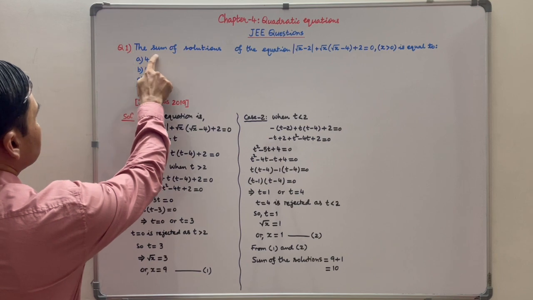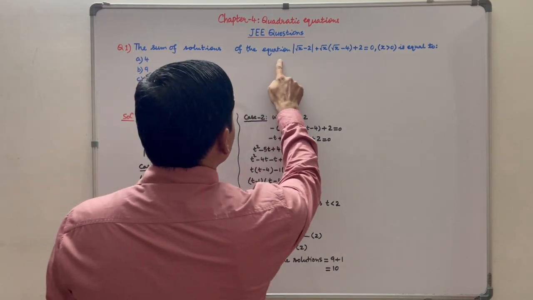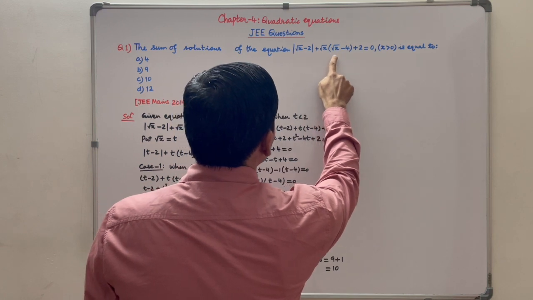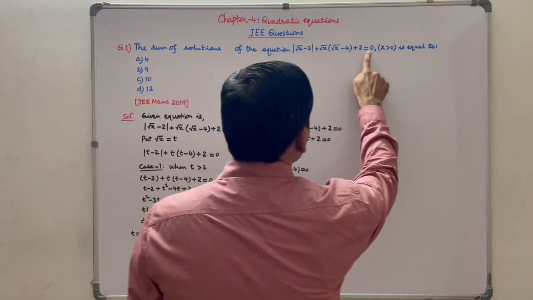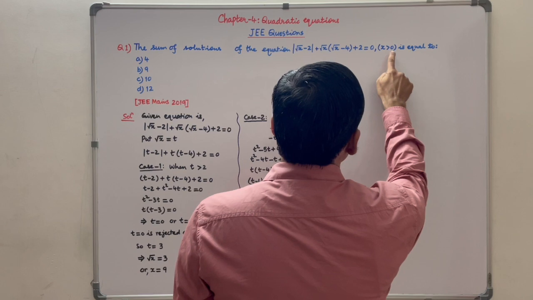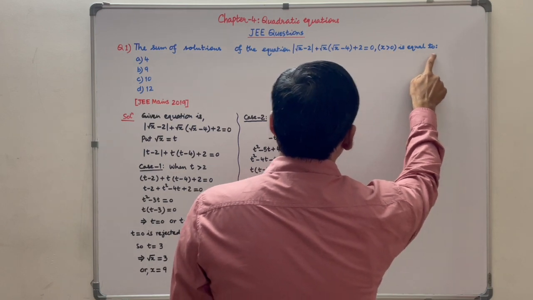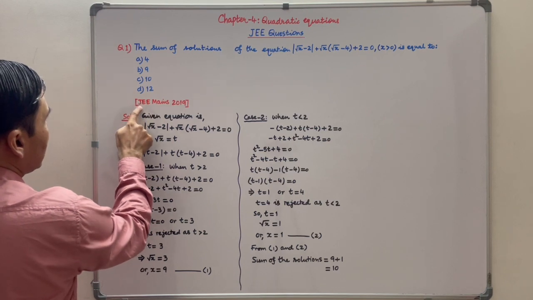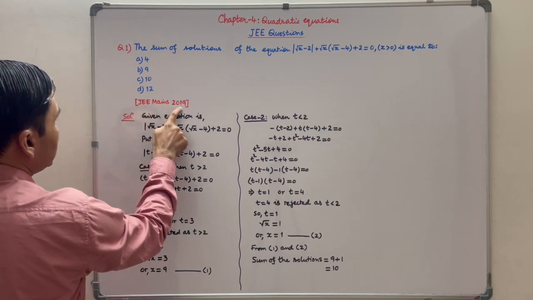First question: the sum of solutions of the equation |√x − 2| + √x(√x − 4) + 2 = 0, where x is greater than 0, is equal to. These are the options given. This question was asked in JEE Mains 2019.